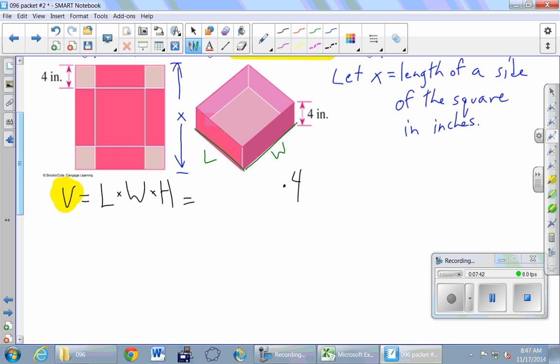Yeah, each of them is going to be an x minus 8. Do we see that? The length is the original x minus the 2 4-inch pieces that we cut out on each side, right? So I'm going to highlight this guy in green as well, because that's one of the things that becomes a length of the box. So it's just the original x, subtract 4, subtract 4. So x minus 8 for both the length and the width.